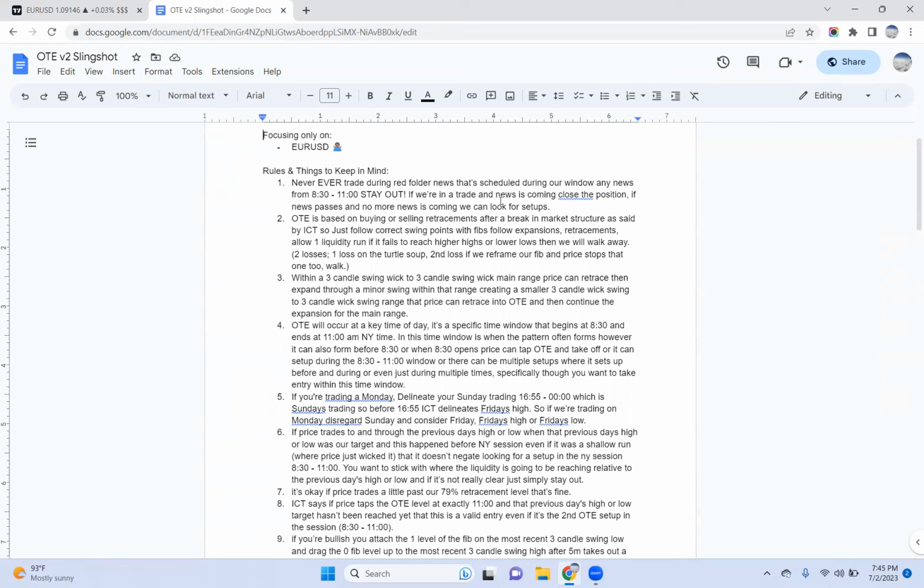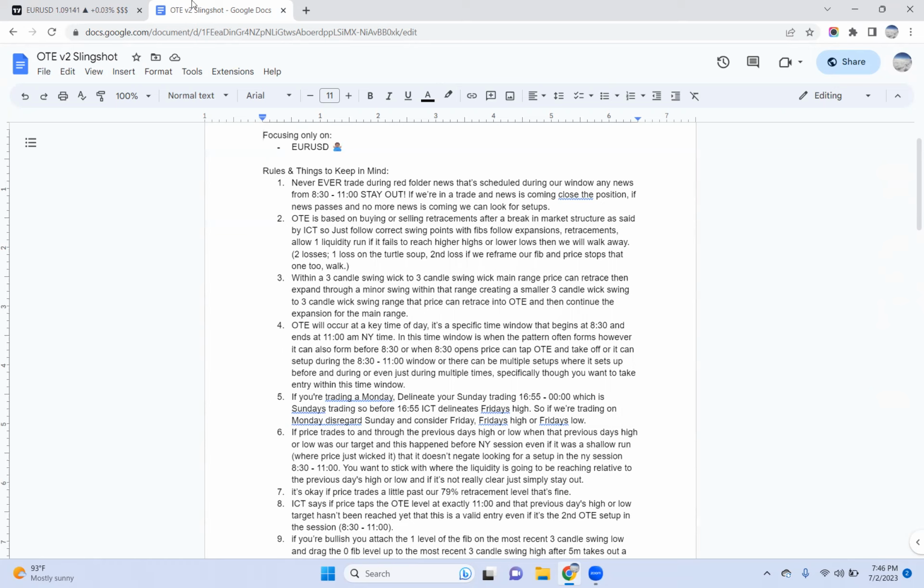Optimal trade entry is based on buying or selling retracements after a break in market structure, as said by ICT. So you just want to follow the correct swing points with fibs, follow expansions, retracements, and allow one liquidity run. If it fails to reach higher highs or lower lows, then we'll just walk away, okay? Two losses is what we're going to allow here. One loss on the turtle soup.